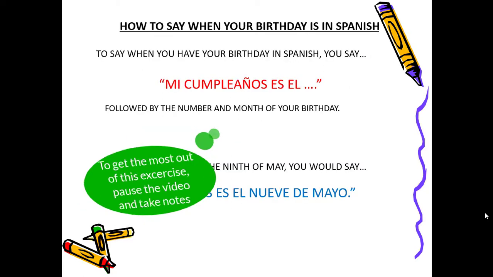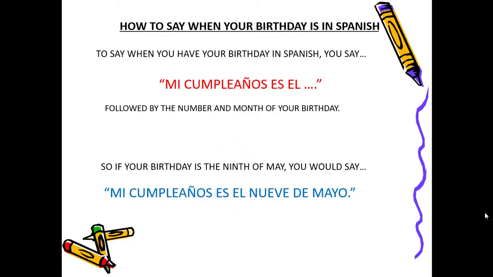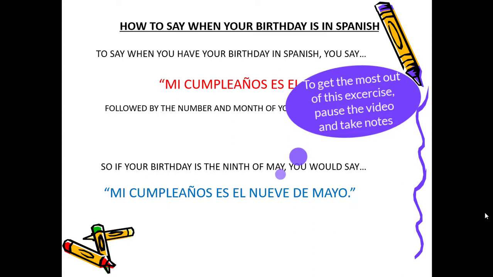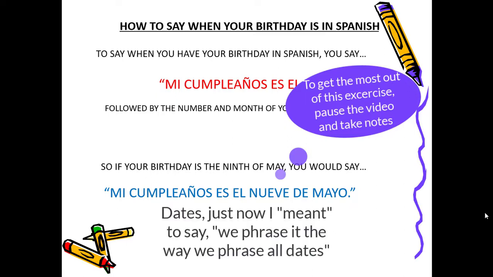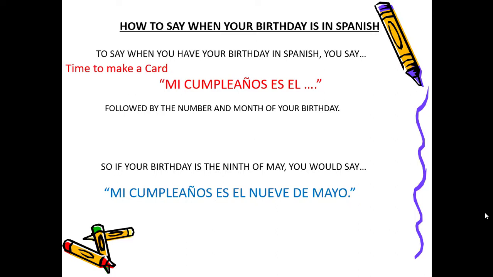And the answer to ¿cuándo es tu cumpleaños? Is mi cumpleaños, my birthday, es el, and then we phrase it the way we have all birthdays, es el 9 de mayo, or mine es el 8 de junio. So each of you would say mi cumpleaños, my birthday, es el blank, the number of the blank, of the month.